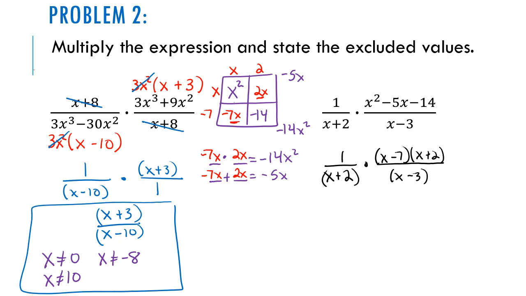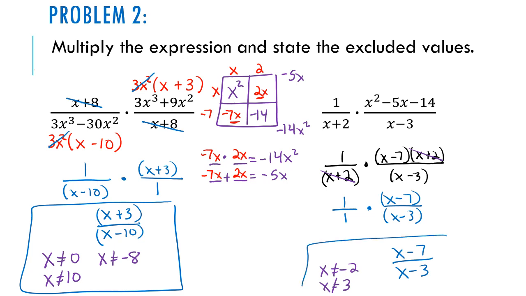All right, so now that I've done that, I want to go ahead and state my excluded values by looking at the denominator. So I know this will be negative 2, and I know I'll have a positive 3 as my excluded values. So now I can start canceling. I have an x plus 2 that cancels out an x plus 2. And that's all that really cancels. So I'm really left with 1 over 1 times x minus 7 and then x minus 3 on the bottom. So 1 times x minus 7 is just x minus 7. 1 times x minus 3 is just x minus 3.